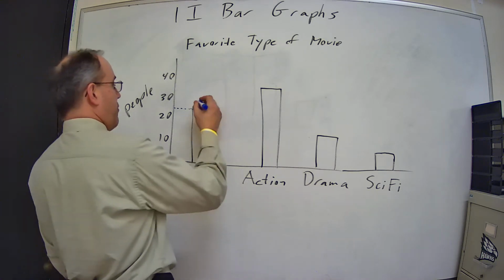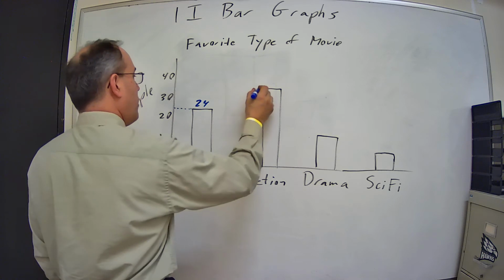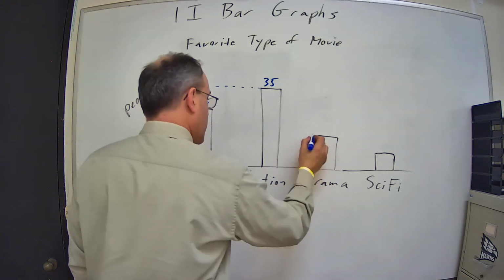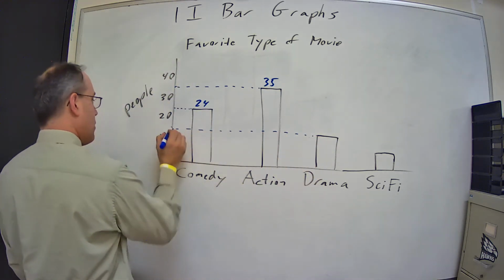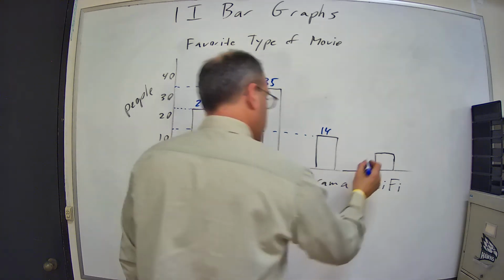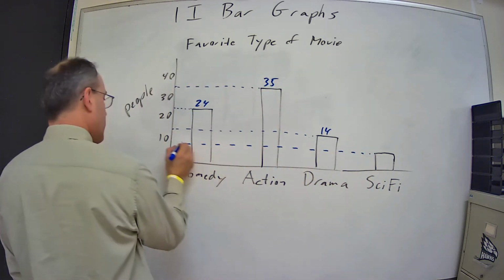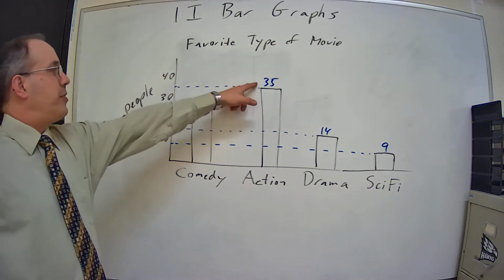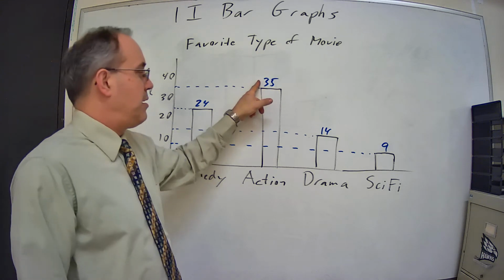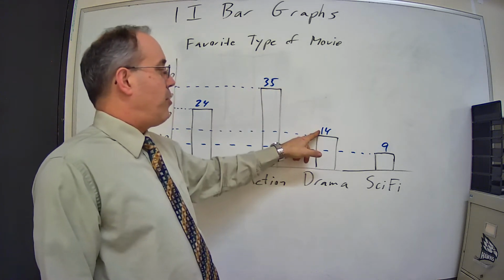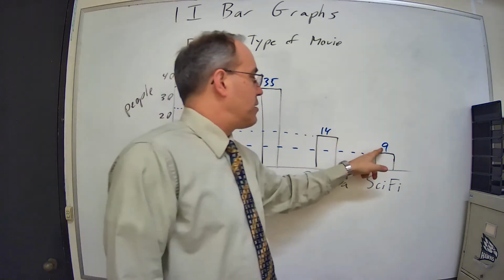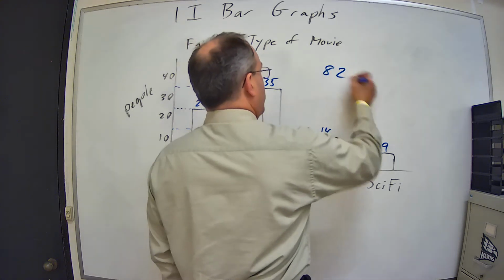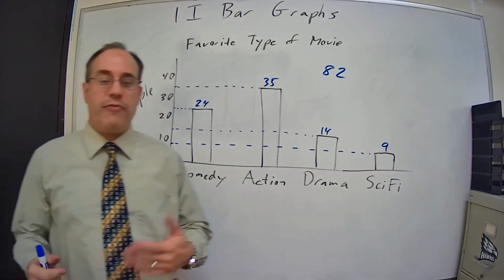Well, I shouldn't have erased that. It's about 24. Looks like maybe 35. About 14. 9. 24 plus 35 is 59. 59 plus 14, 73. 73 plus 9, 82. So that'd be a grand total of 82 people surveyed about their favorite type of movie.